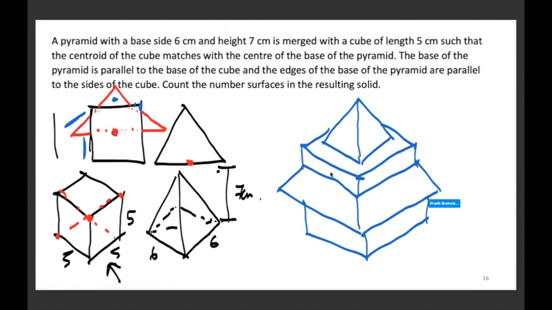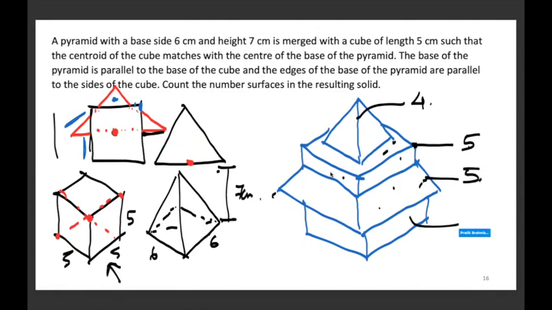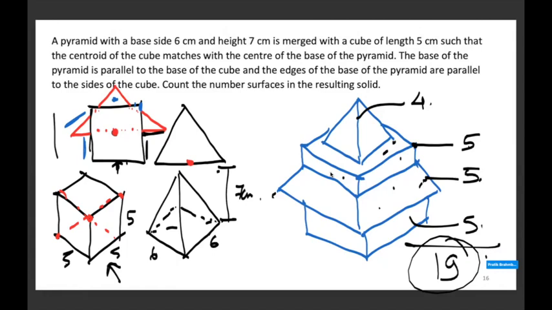Now, if I count the total number of surfaces, in the pyramid there will be 4 surfaces. In the cube part, there will be 4 vertical surfaces and the top surface, so 5 surfaces. In this part, there will be 4 slanted surfaces and this base, so 5 surfaces. And in this part, there will be 4 vertical surfaces and the bottom base, so 5 surfaces. So it comes out to a total of 19 surfaces that the resultant solid will have.